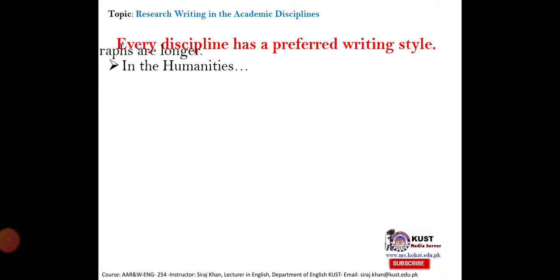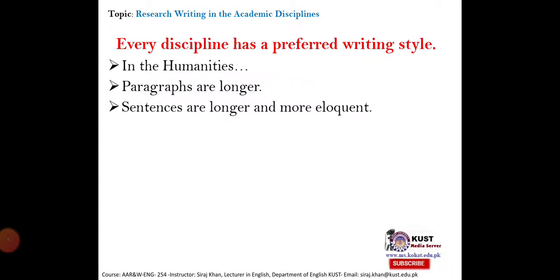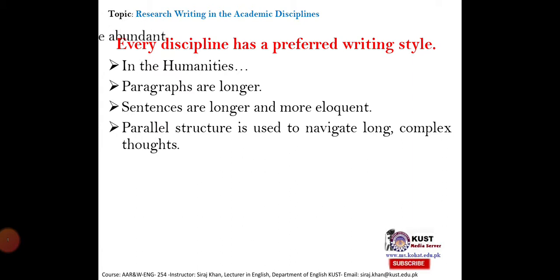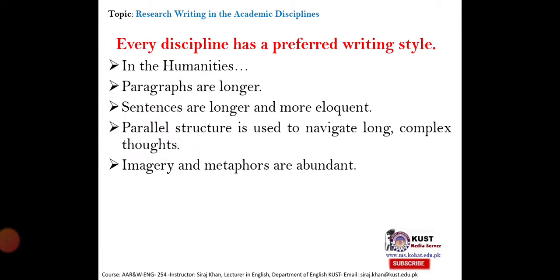Every discipline has a preferred writing style. In the humanities, we go mostly with long paragraphs. Our sentences are longer and more eloquent. Parallel structure is used to navigate long, complex thoughts. Imagery and metaphors are abundant, mostly with the help of figures of speech. We use metaphors, similes, and personification.